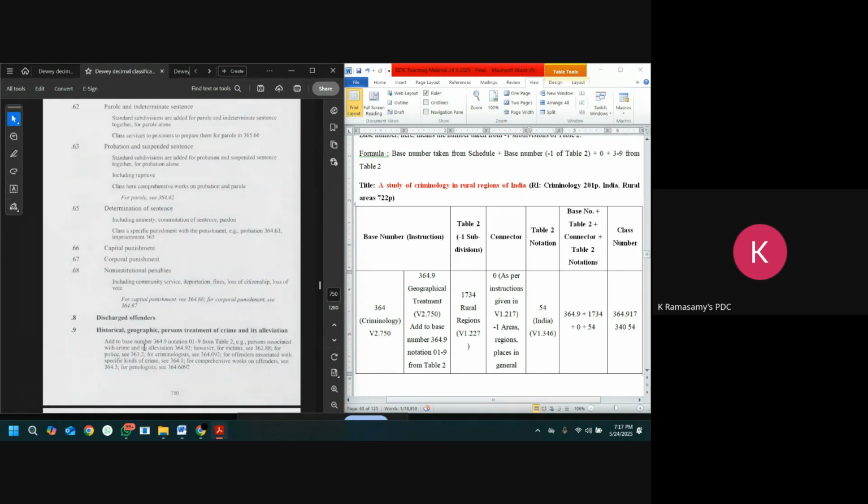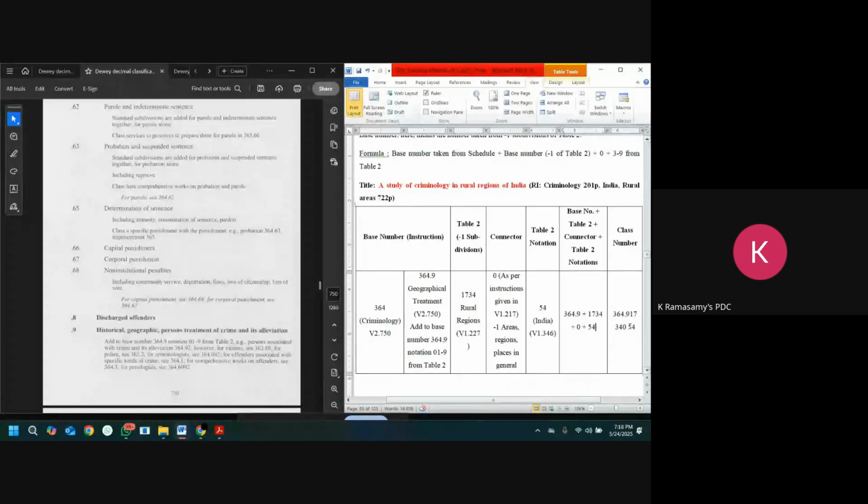364.9. Add to base number 364.9. What is the base number? 364.9 is the base number. To this base number, you can add number 0, 1 to 9 from table 2. You go to table 2, take any number from 0, 1 to 9, and add it to base number 364.9. So I am adding 1734.